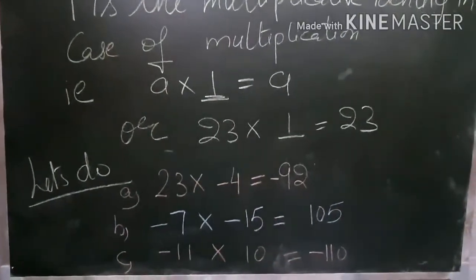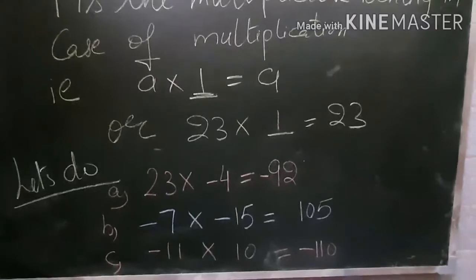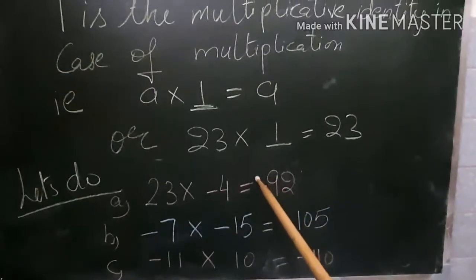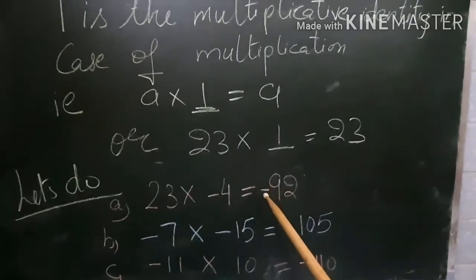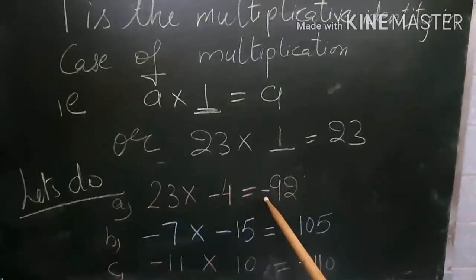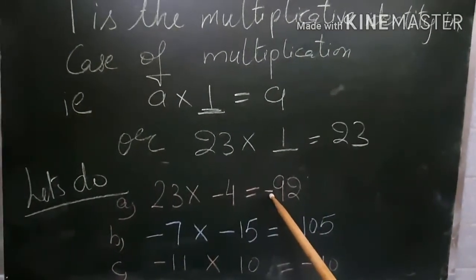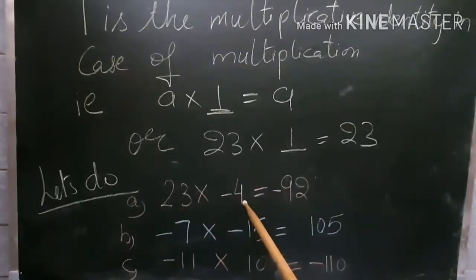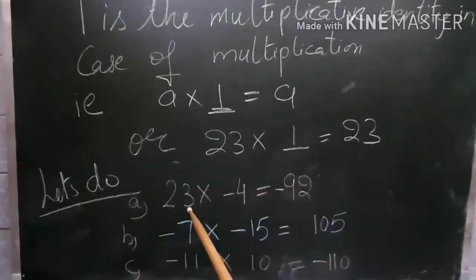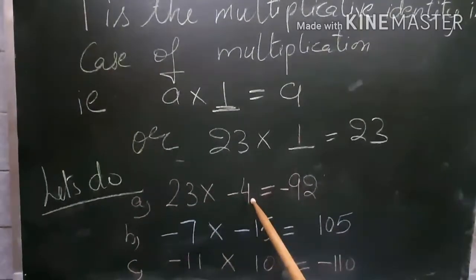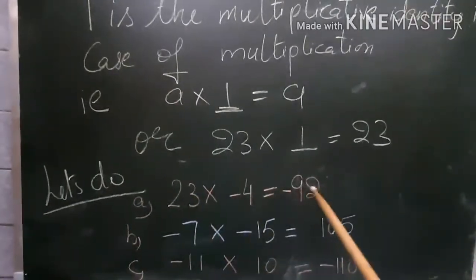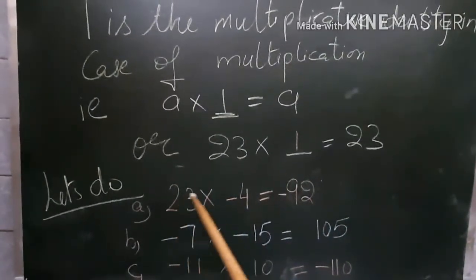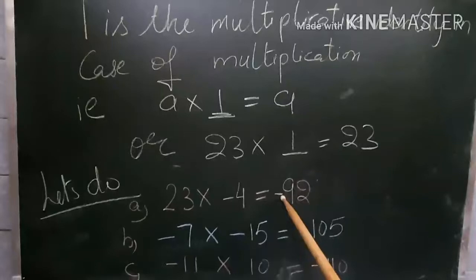Basically in integers the main problem is to understand which sign comes in front of the integer, whether it is negative or positive. Let's do when you multiply 23 with minus 4. In this case I take one positive integer and one negative. You just multiply these two numbers and put the sign of minus. Plus minus gives you minus.